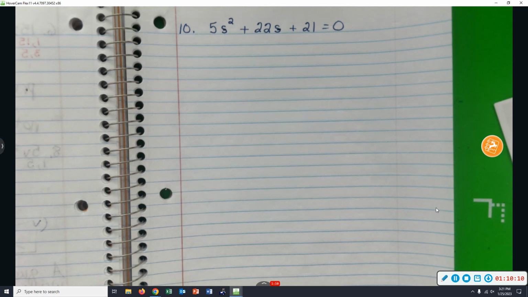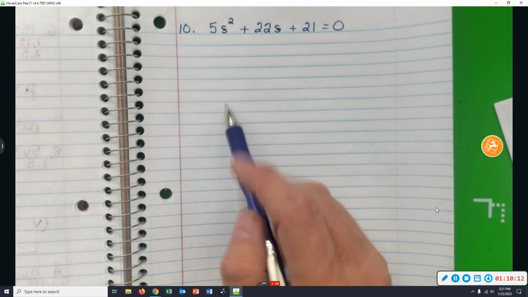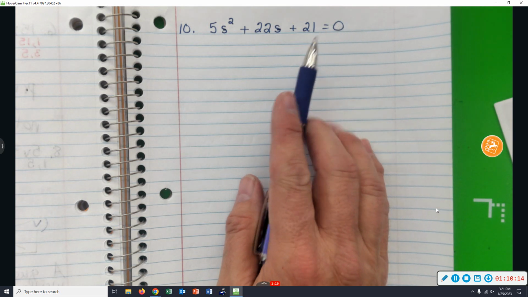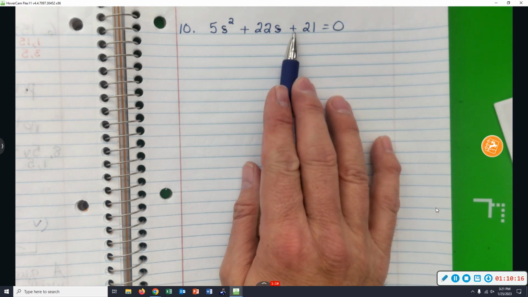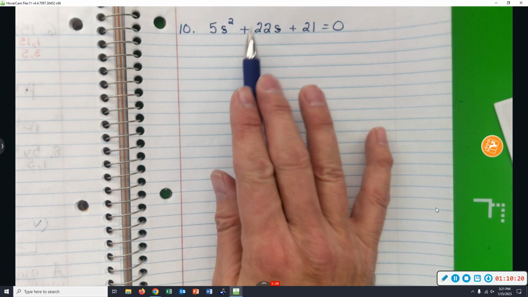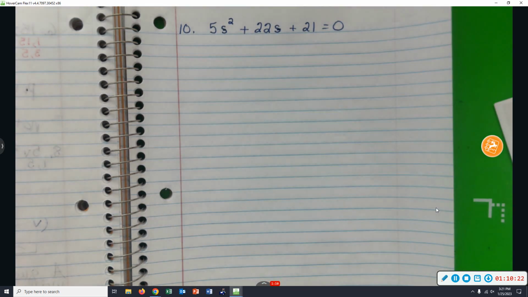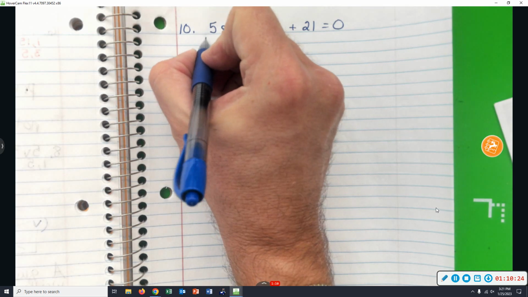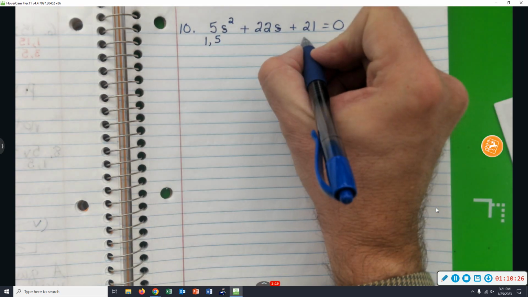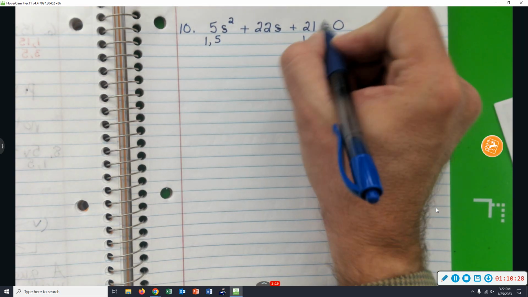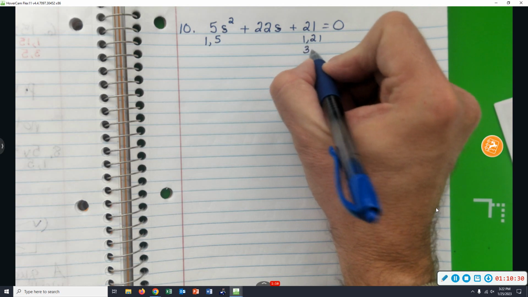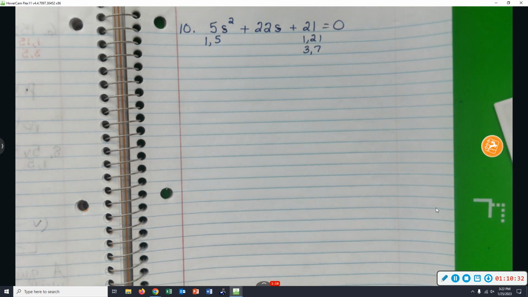Okay, I'm going to draw my two sets of parentheses. Second sign is plus, so would it be 2 first? Let me go ahead and write out numbers that multiply together to give 5. 1 and 5. Numbers that multiply together to give 21. 1 and 21, 3 and 7.